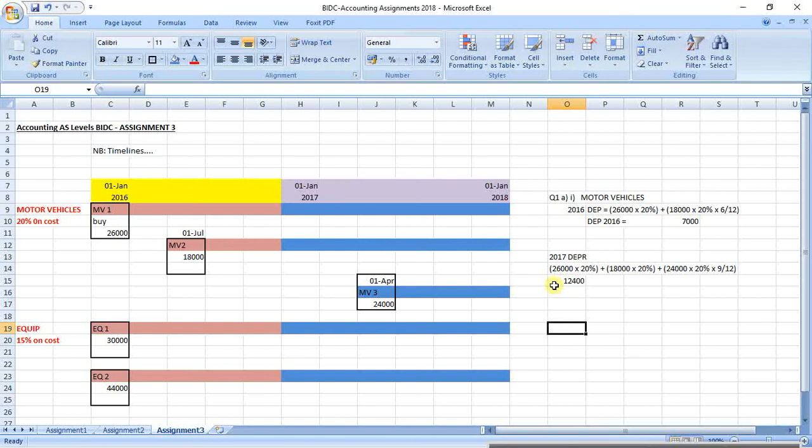So I've discussed the motor vehicles with you. I want you to try to do the equipment. You do it on a separate page because you've run out of space. Do those two calculations for 2016 and 2017, and then let's check. I'll do it as well, and then we compare answers, and that wraps up that one. This is Q1, A2. Just use the diagram, then you'll get it.